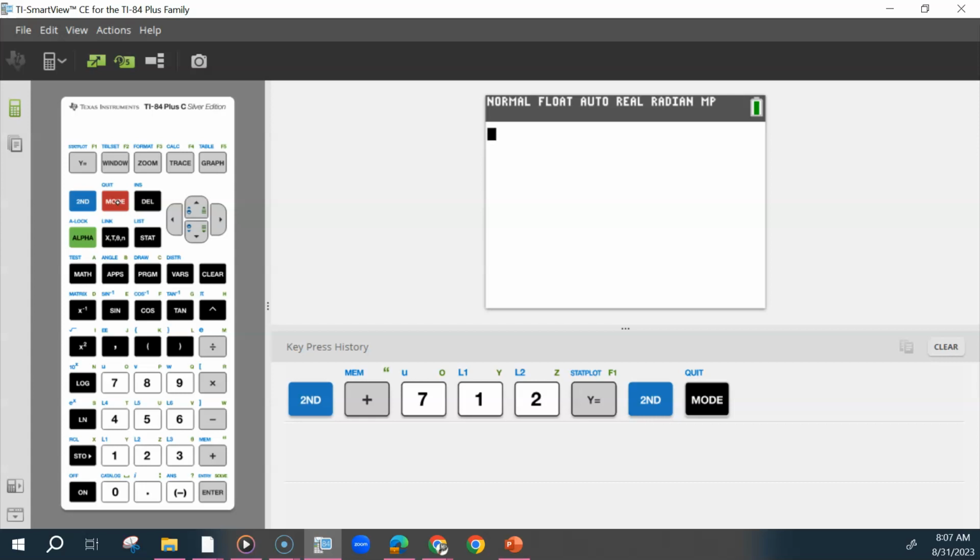The second button is for anything written in blue. The second button is for any blue words you see on the calculator, like at the top. Table set, format, calc, table, quit, ins, alloc, link, list, all the words. Alpha will get all of the letters in green.